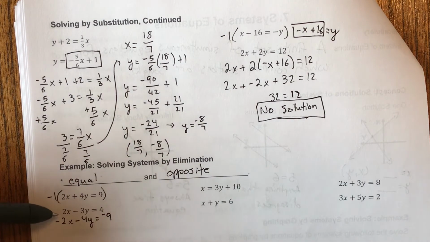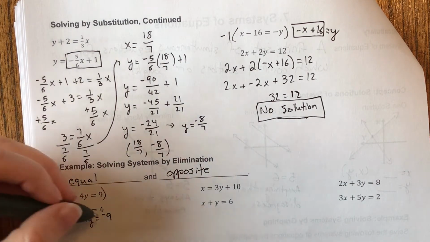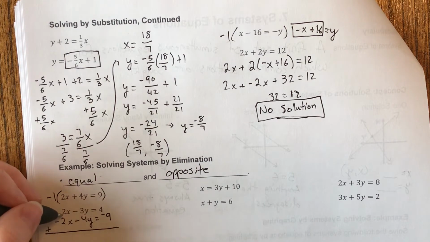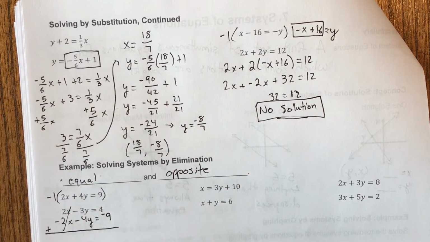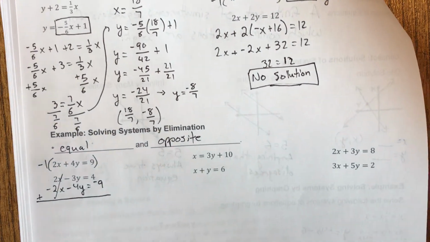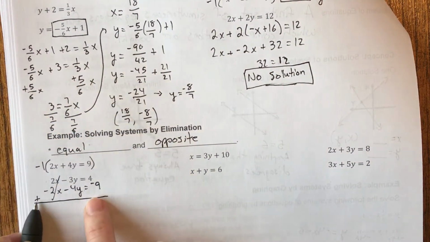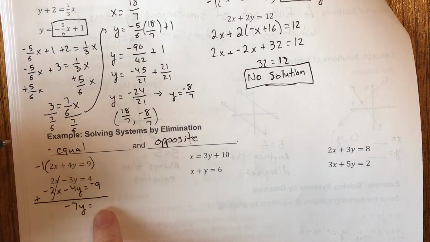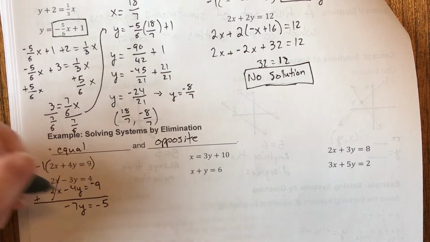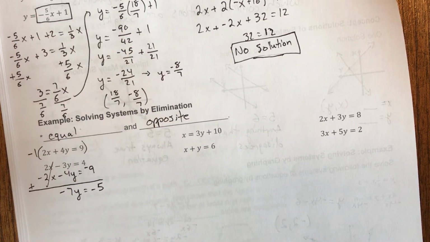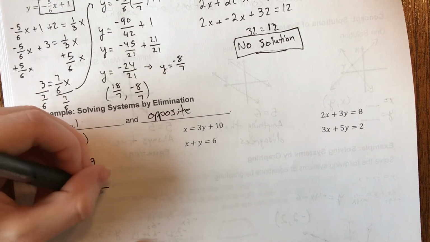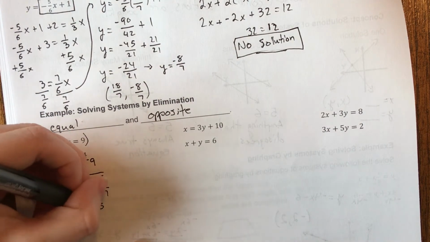But now I have equal and opposite variables, which means if I add the two equations together, don't look at the top one, just the two bottom ones, I can eliminate 2x plus -2x. It goes away. They're gone. And now what I have is -3y plus -4y, so that's -7y, equals 4 plus -9, which is -5. So then I can simplify this to figure out what my y coordinate is. So I'm going to divide both sides by -7, and I get y equals 5/7.